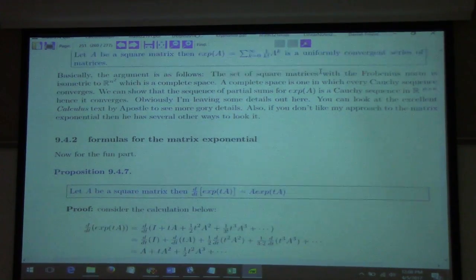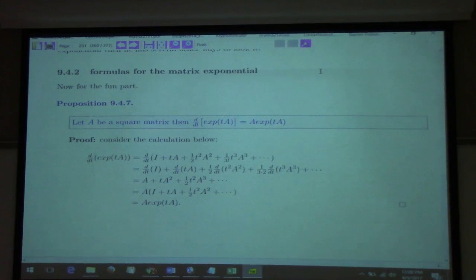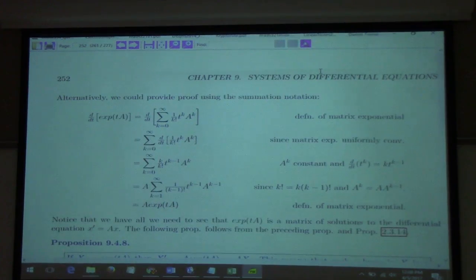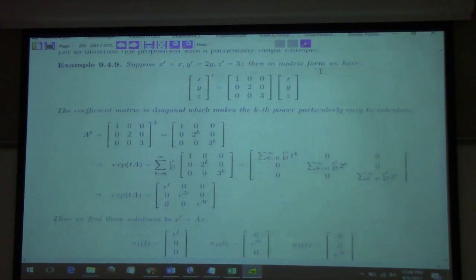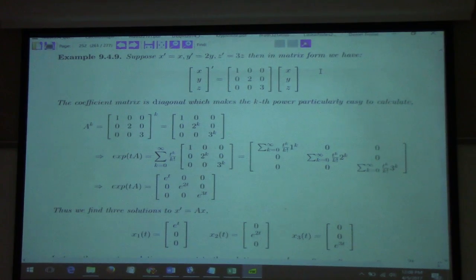Anyway, long story short, this is what we worked out last time. Remember, the derivative of the exponential is A times the matrix exponential again. So it's a solution matrix. Like I said, every column in the matrix exponential is a solution to the differential equation. If A is a diagonal matrix, it's pretty easy to calculate the kth power. What's the kth power of a diagonal matrix? You just power the diagonal, it turns out.